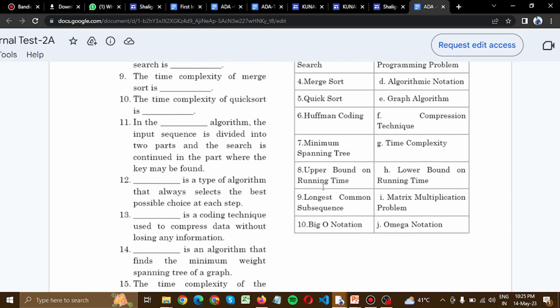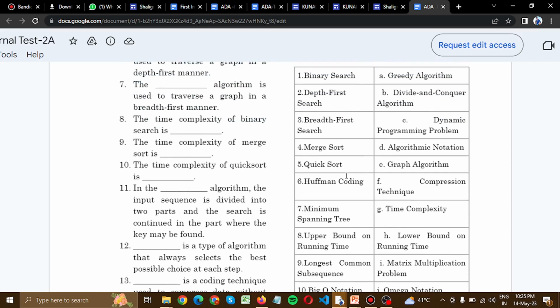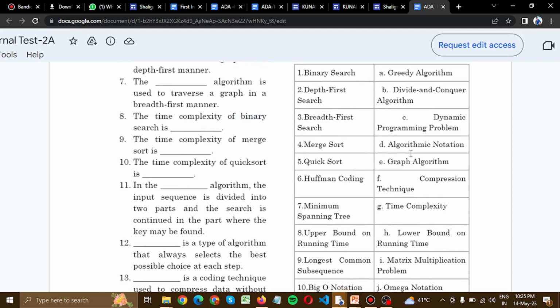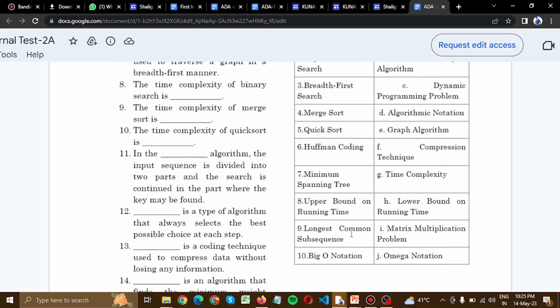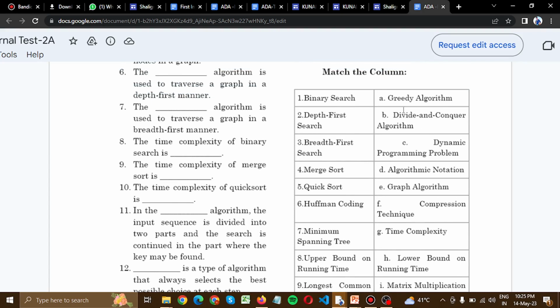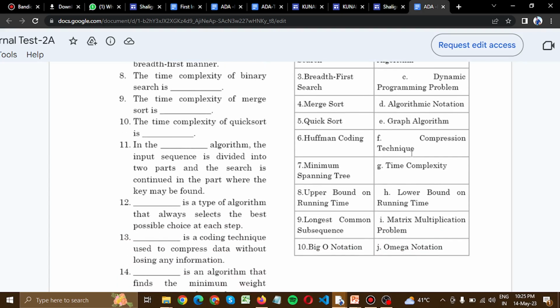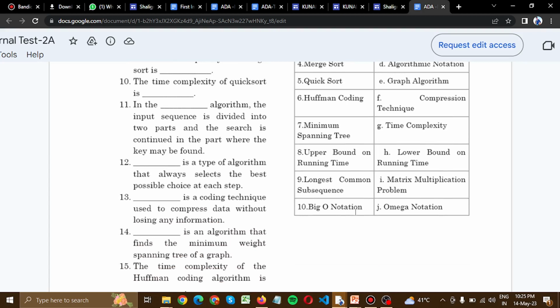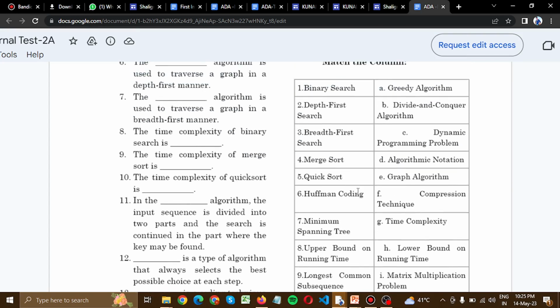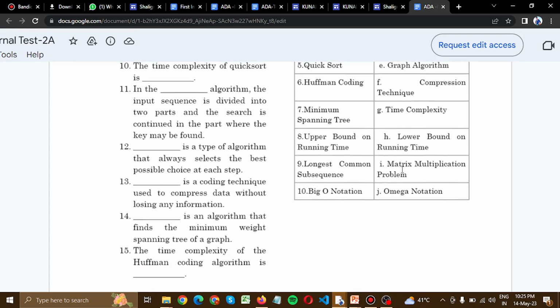Now next, eighth, upper bound on running time. So this is the time complexity. So we will match to the time complexity. Longest common subsequence. This is an example of a dynamic programming problem. So we will match to the dynamic programming problem. Now big O notation. This is an algorithmic notation. So we will match to the algorithmic notation.